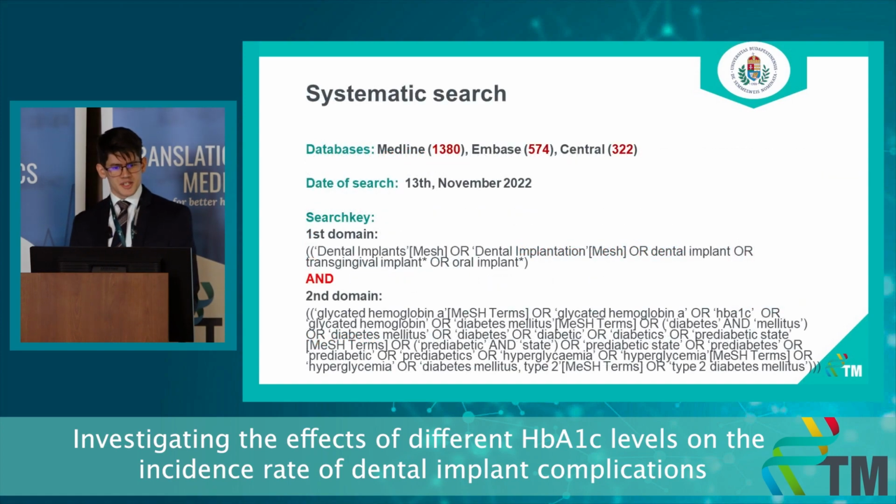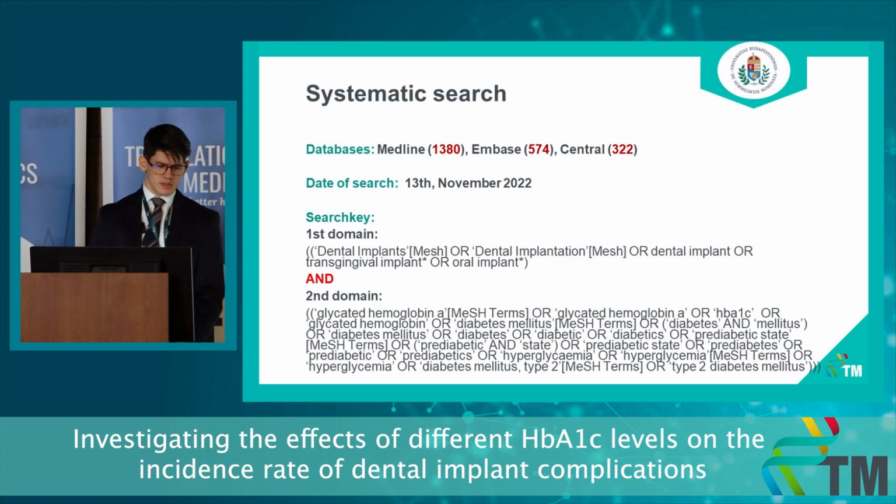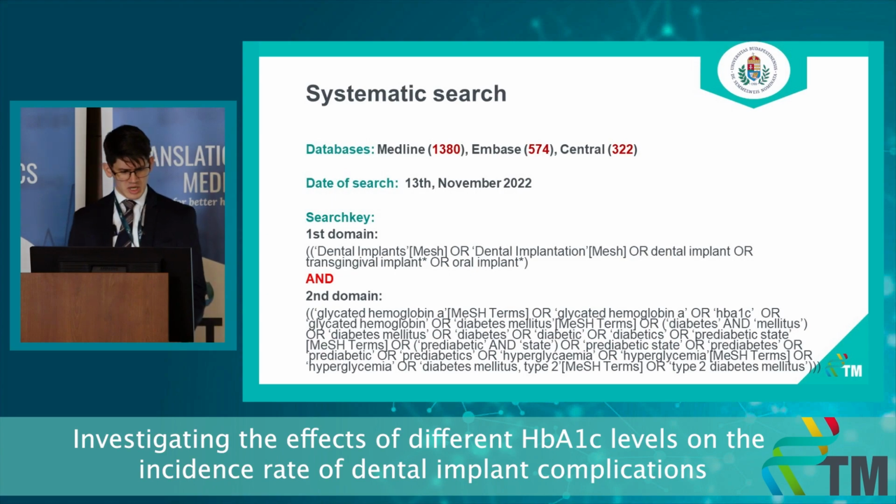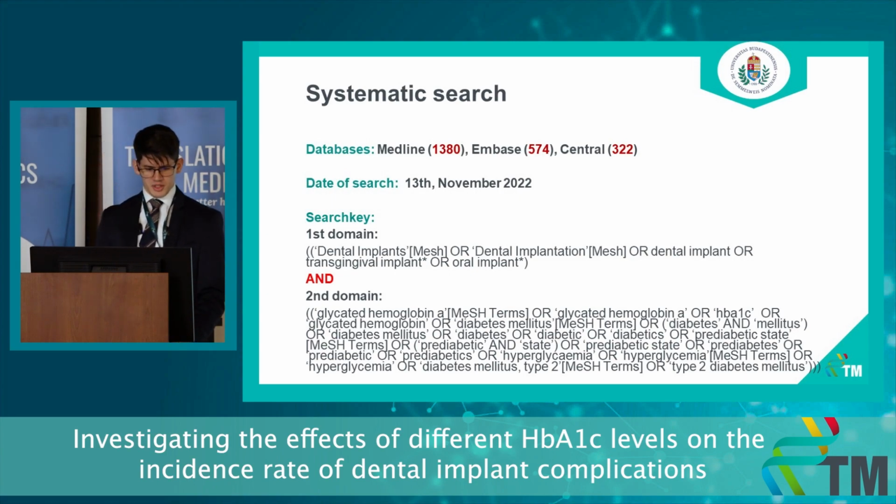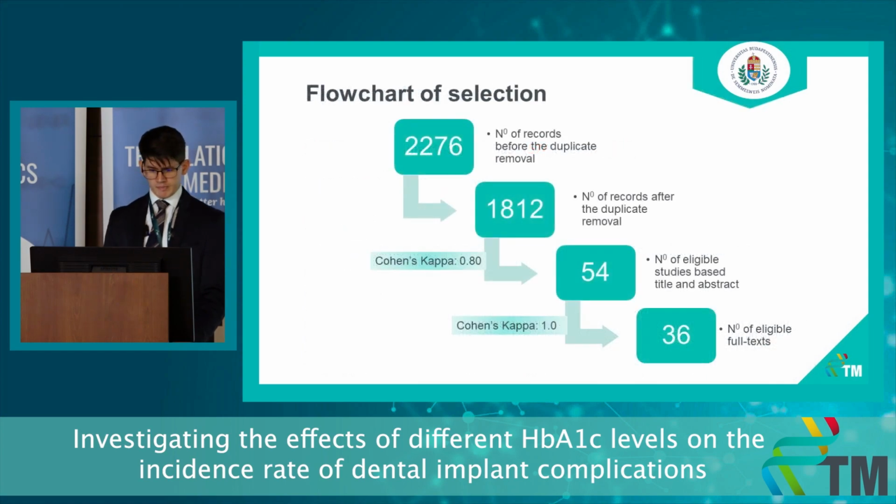I conducted the systematic search on the 13th of November in the 3 main databases, Medline, Embase, and Central, and I found over 2,200 articles. I used the following search key, which consists of 2 different domains. The first domain is about the population, which is patients with dental implantation, and the second domain is about the prognostic factor, which is hyperglycemia, diabetes mellitus, and HbA1c.